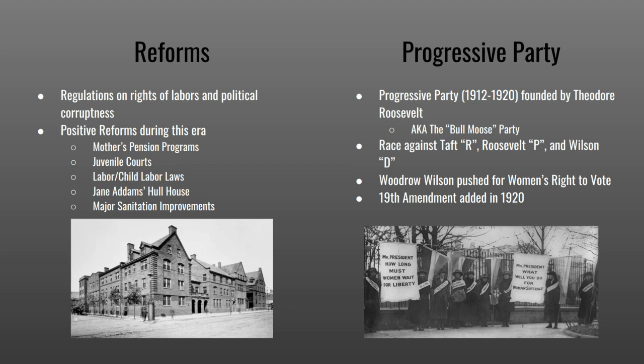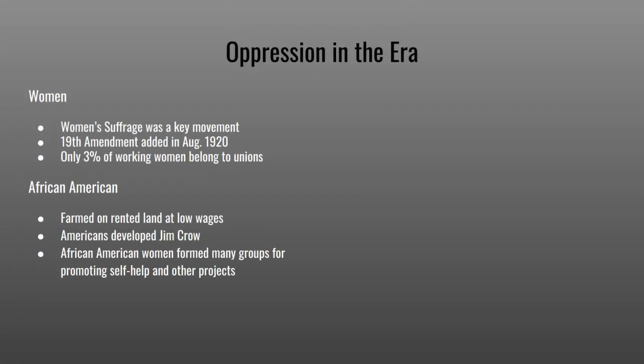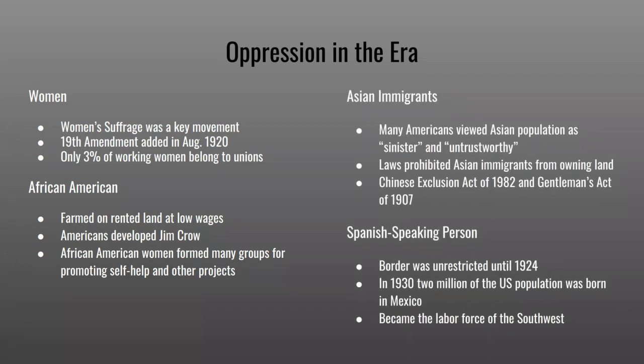Woodrow Wilson pushed a lot for women's right to vote at this time, which is a big part of the oppression of this era. The women's suffrage movement was a key movement at the time, with the 19th Amendment finally being added in 1920.